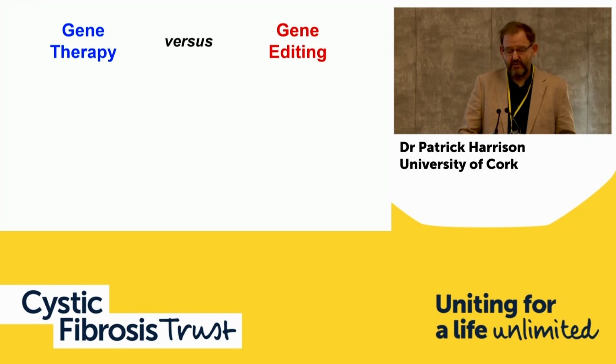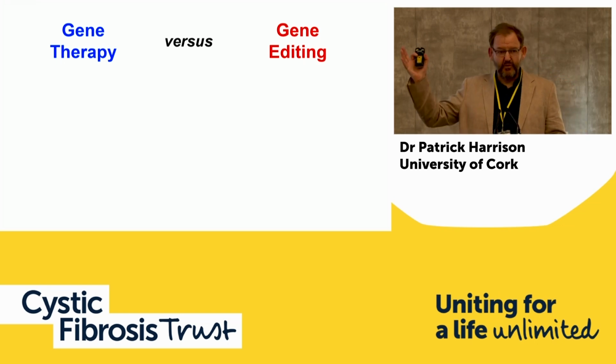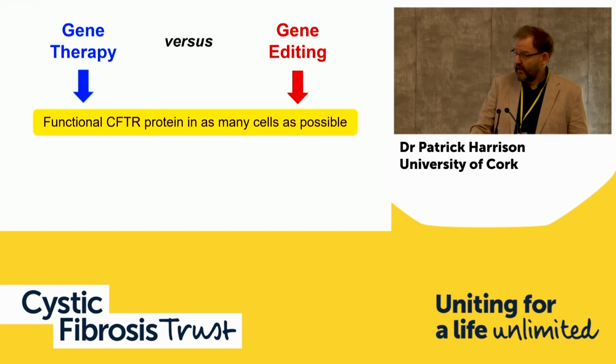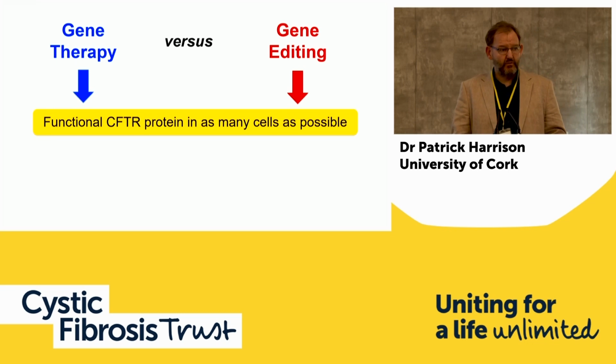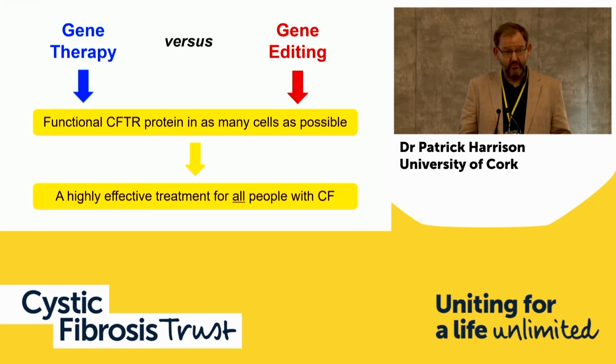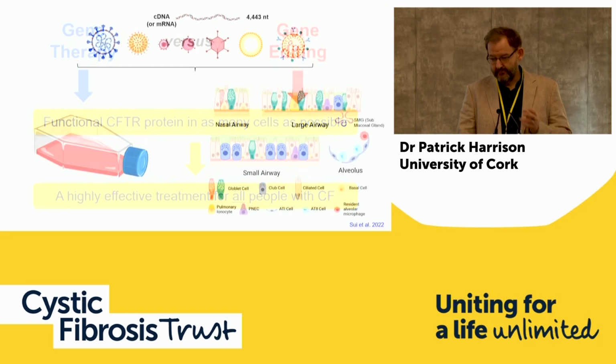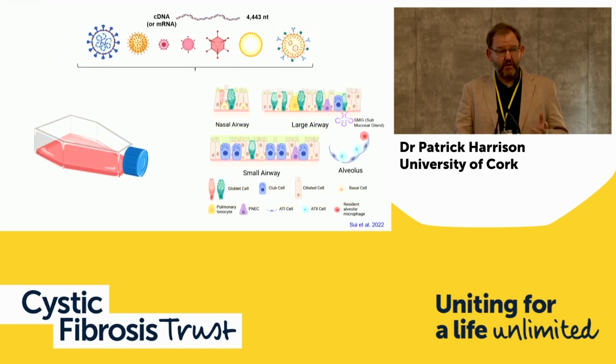So let me just show this slide. Normally we see gene therapy in the blue corner and gene editing in the red corner, and it's going to be a big fight. Well, I think that's rubbish. I think these two technologies need to be used together because we can learn so much if we combine them. The ultimate goal is to restore protein function in as many cells as possible in the right tissues, and obviously that then translates into potentially a highly effective therapy for everybody with cystic fibrosis. But it all starts with the same route.